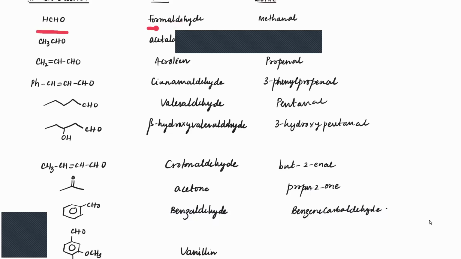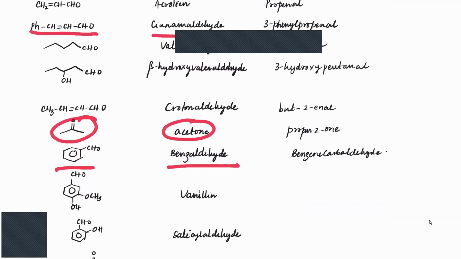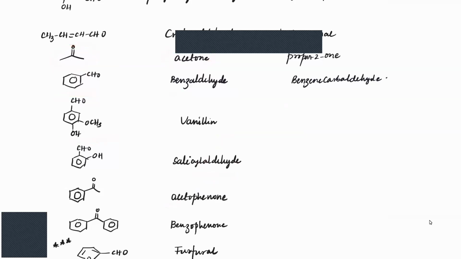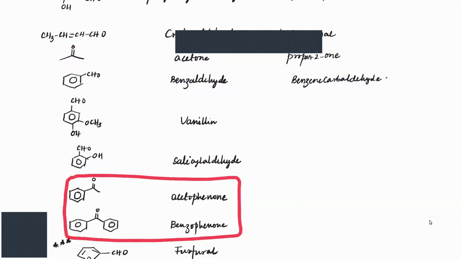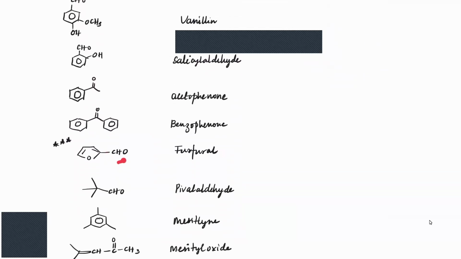Like HCHO is formaldehyde. This is acetaldehyde. Then this one is cinnamaldehyde. This one is acetone. This is benzaldehyde. Then this representation is vanillin. This is salicylaldehyde. The last two are important. This is read as acetophenone and benzophenone. And lastly, this is a furan-based aldehyde known as furfural.